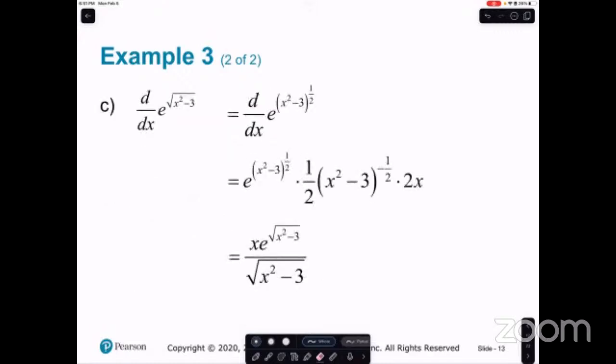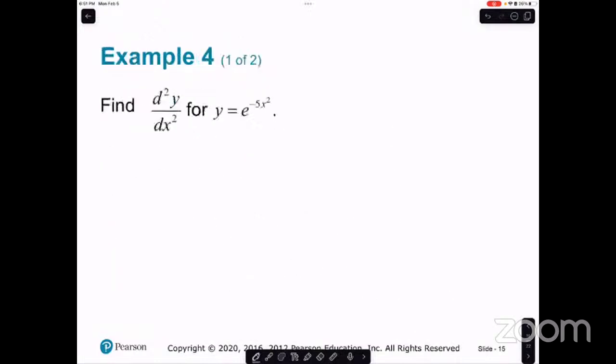All right. Let's see what else we got. Just a quick check. Okay. So find the second derivative of y with respect to x for y equal to this. Basically, I think we talked about higher order derivatives toward the end of chapter 1. All we're going to do is take the derivative like normal, we get a result, and we're going to take the derivative again. Right?